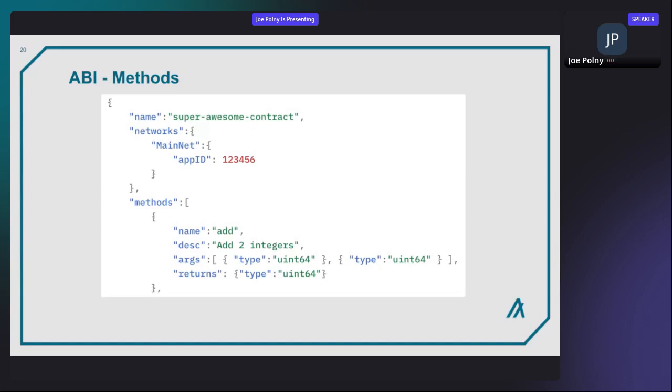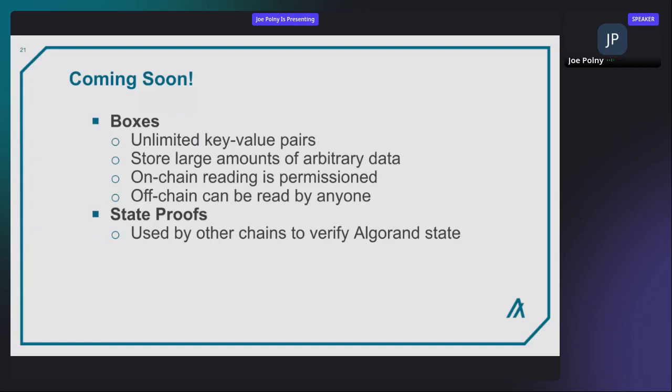So we also have some features coming soon. These are features that aren't yet implemented, but they will be coming soon, and they're kind of important to keep in mind when considering building on Algorand. So the first of which is called boxes. And this is a pretty big paradigm shift in how storage will work on Algorand.